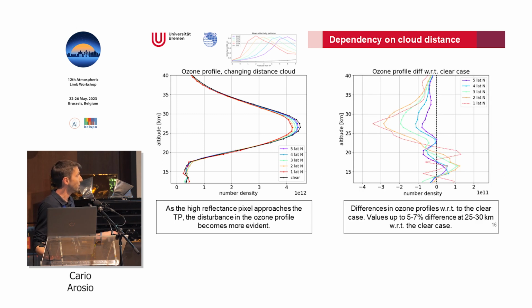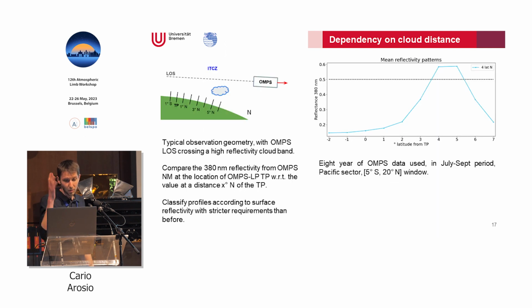terms of ozone difference, we see that we have the maximum at around 2 degrees latitude north, and the line at 1 degree north is not so relevant because there are not so many ozone profiles that actually fall in this category, but this is an artifact of about 5-7% difference at around 25-30 kilometers. And another way to see that, we tried to constrain a bit better the reflectivity pattern.